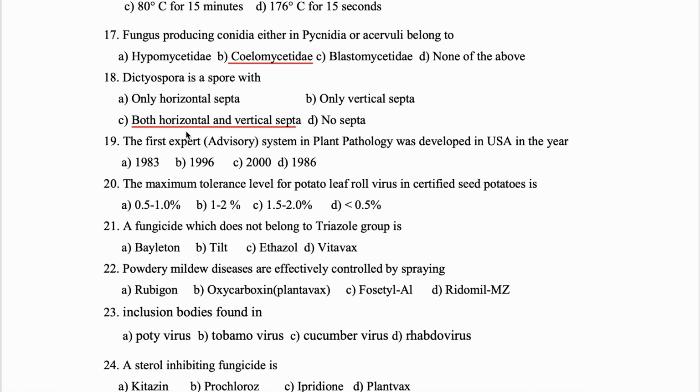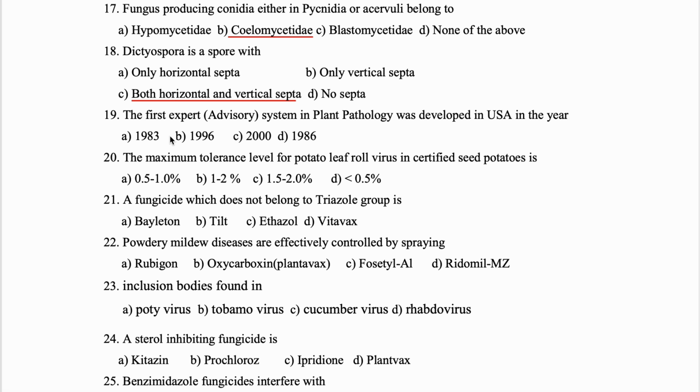You know, normally horizontal and vertical septa are seen in Alternaria, right? So yes, it belongs to dictyospore. Like the type of spore found in Alternaria is dictyospore. Or we can also call it like the conidia is muriform.